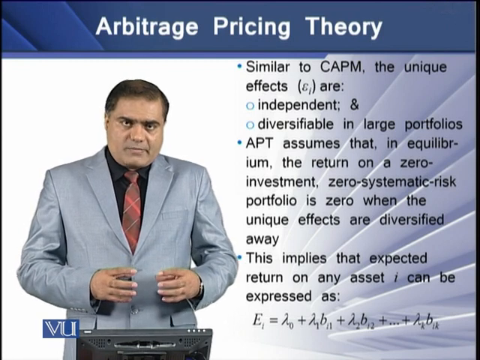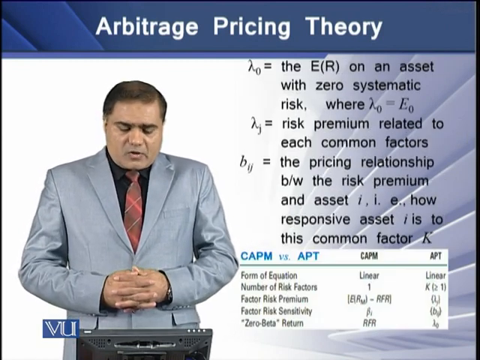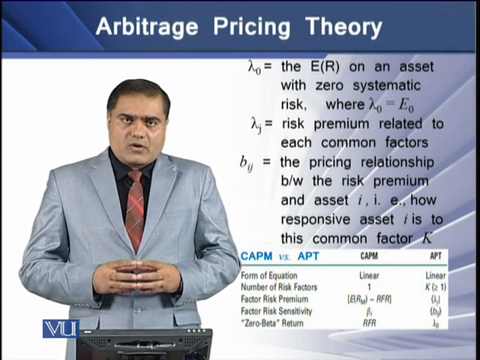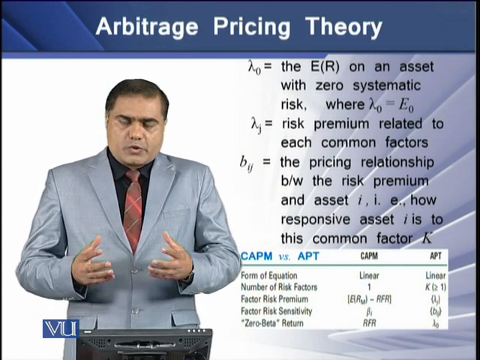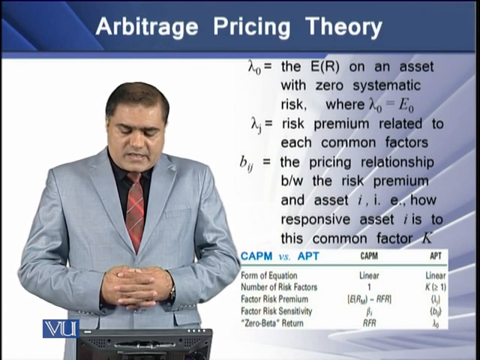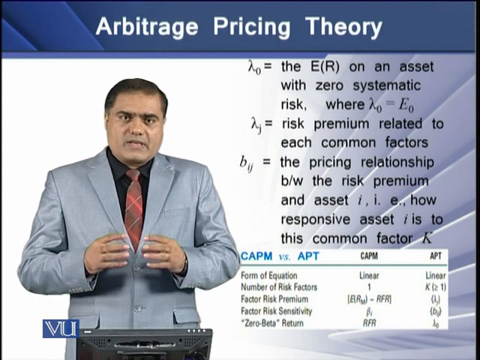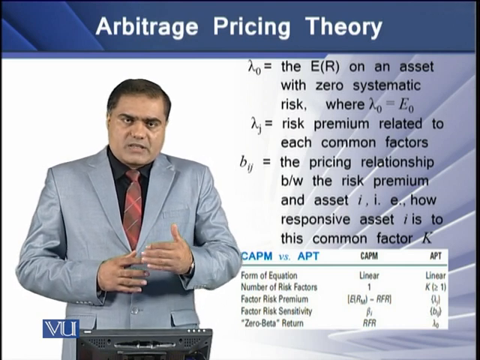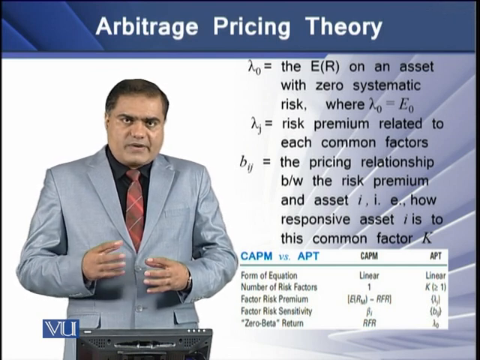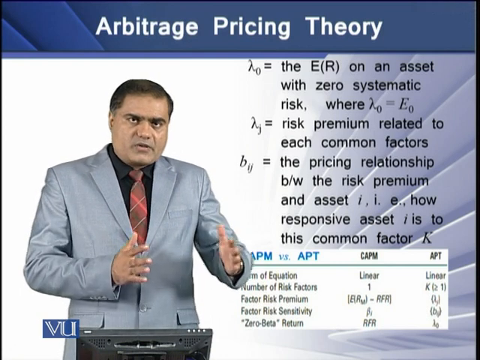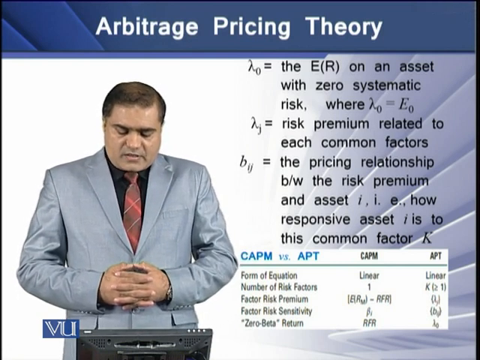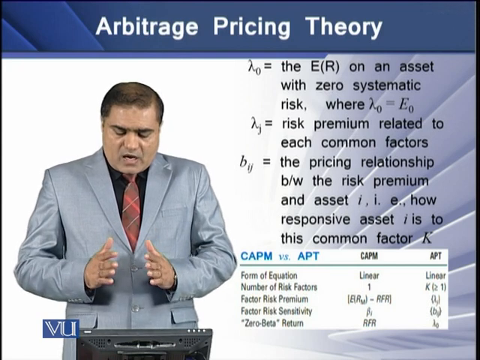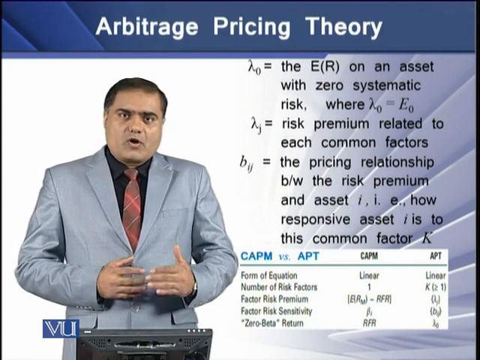So what do these lambdas and betas say? Lambda naught is the expected return on the asset with zero systematic risk. This means that lambda naught is equal to E naught, or there is no return. Lambda j is the risk premium related to each common factor. So this lambda basically is the risk premium of the factor that we are considering as affecting our expected return, which is on the left side of the equation. Beta is the pricing relationship between the risk premium and asset i. This says how responsive asset i is to the common factor k.